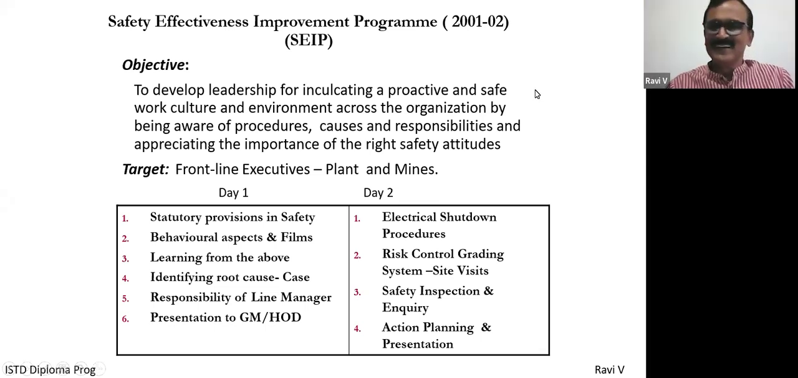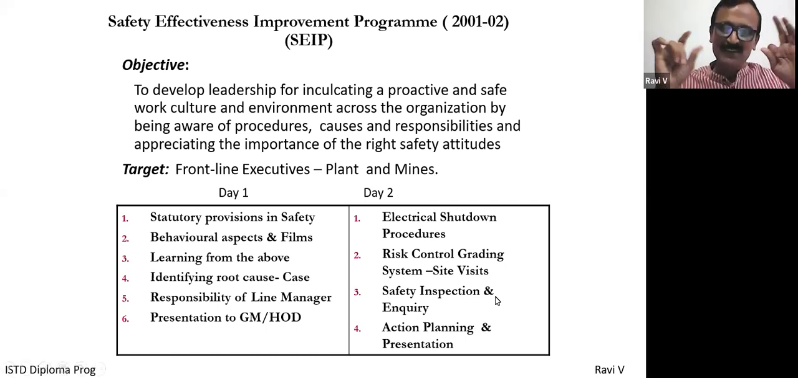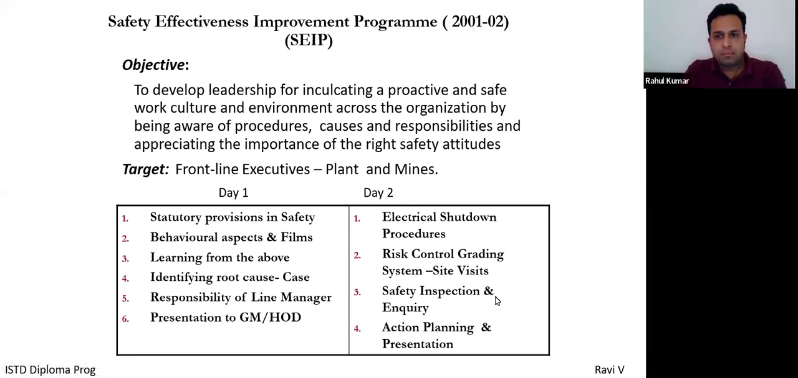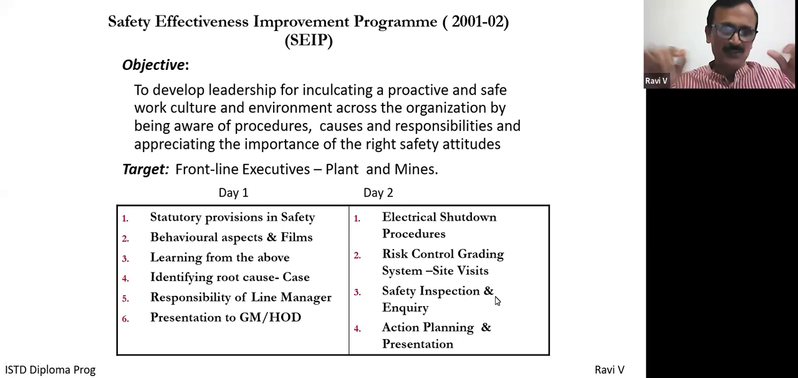Okay, good. Now, the next slide that you're seeing is entirely about blue-collar people. This is in reference to building a safety culture in the plant. There are no workers involved at all. You can see the target is frontline executives of the plant and mines. I don't want to go deeper into it here. It is a similar exercise for blue-collar workers specific to a particular area. What is it? Safety.